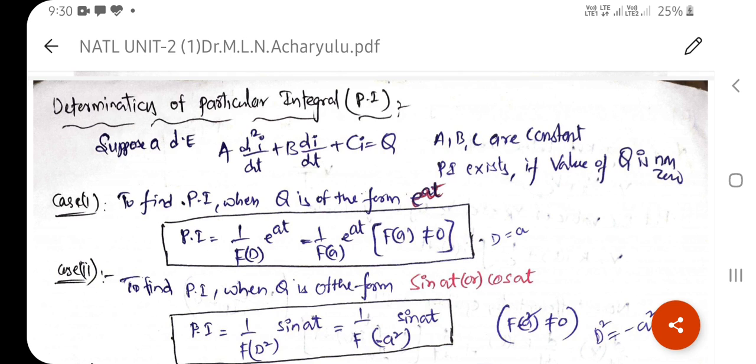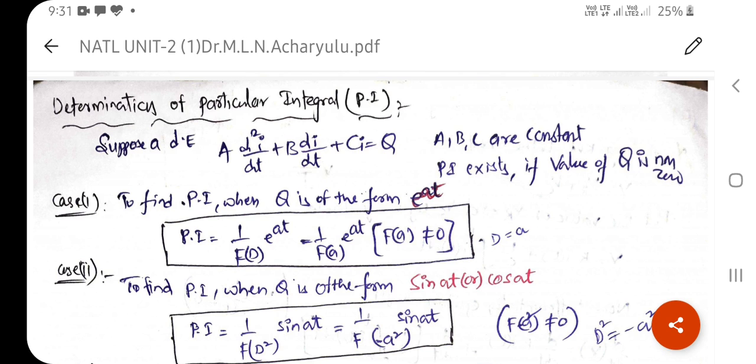Therefore, when the right side of this equation is a q, then definitely you need to find the particular integration. If it is 0, there is no need of any particular integration, only the complementary function is enough. But coming to the case to find the particular integration when q is in the form of e power at, for example, you have to apply this formula: 1 by f of D e power at is equal to 1 by f of a into e power at, where f of a is not equal to 0.